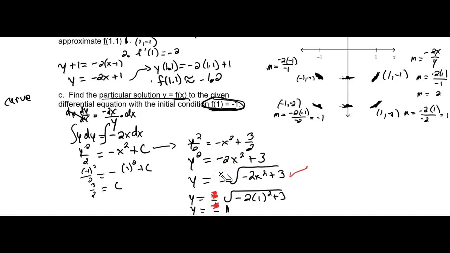We need that to be the negative root, -2x squared plus a 3, so that it would satisfy this initial condition up here that when x is a 1, y is a -1. Okay, so pretty tricky there. Just be careful of something like that. All right, next page, if I can move you.